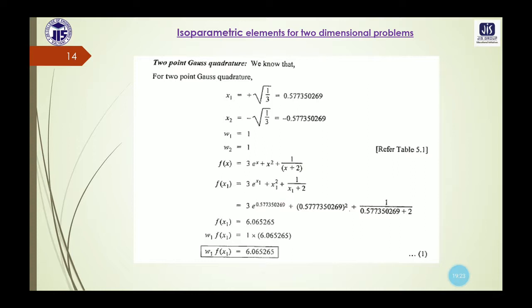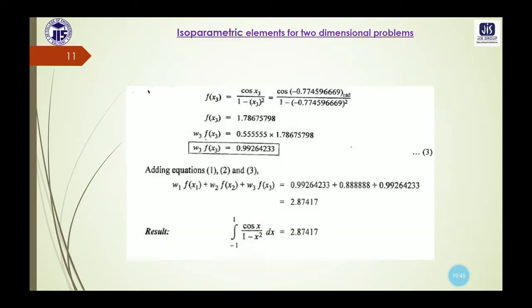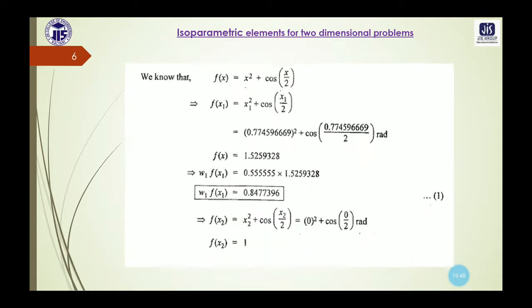Next we need to find the value of the same integral with the help of 2-point Gaussian quadrature. Now in case of the 2-point Gaussian quadrature, the values of x1, x2 and w1, w2 we need to get from the table. So let us again move back to the table.